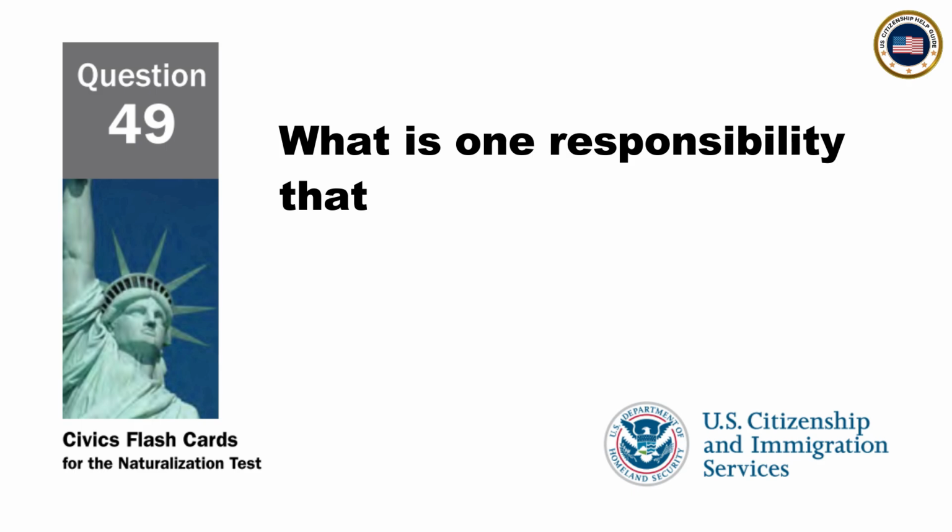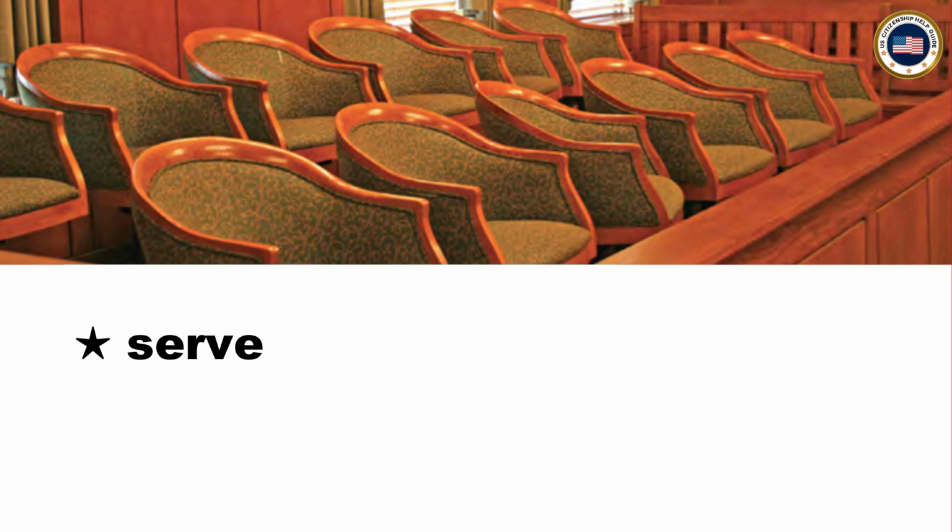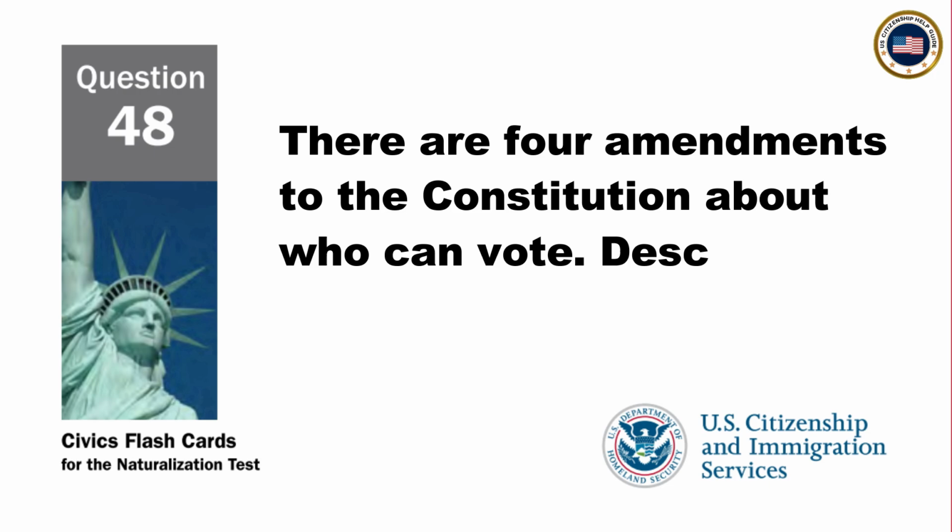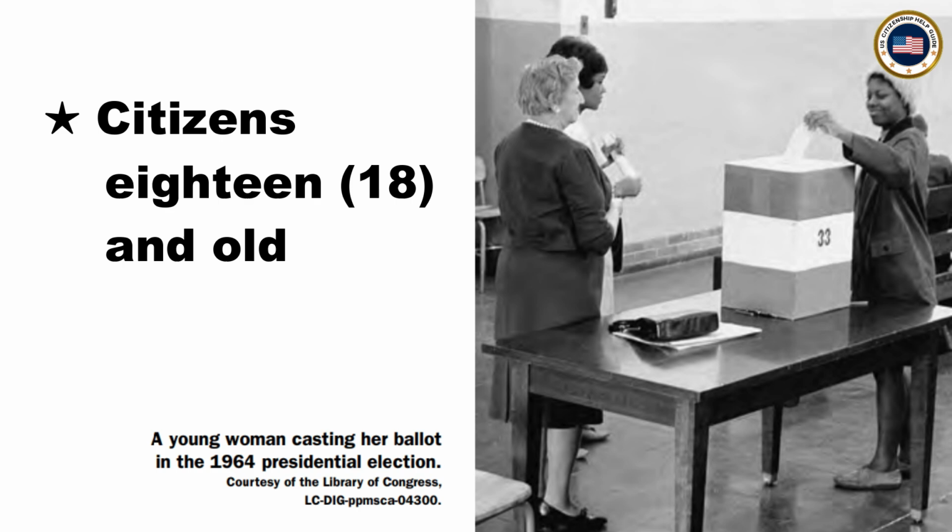What is one responsibility that is only for United States citizens? Serve on a jury. There are four amendments to the Constitution about who can vote. Describe one of them. Citizens 18 and older can vote.